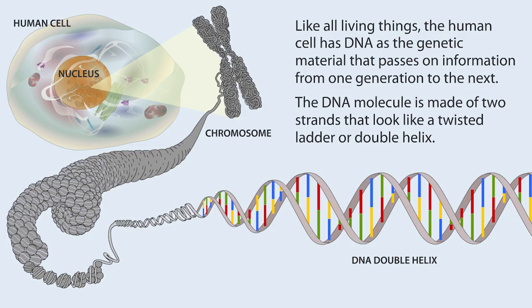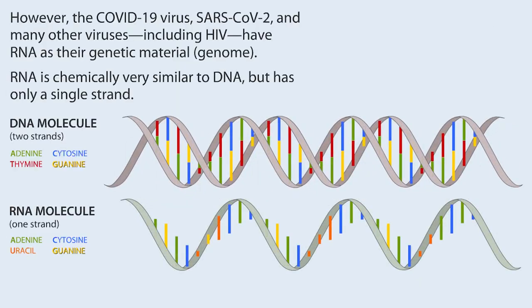Like all living things, the human cell has DNA as the genetic material that passes on information from one generation to the next. The DNA molecule is made up of two strands that look like a twisted ladder or double helix. However, the COVID-19 virus, SARS-CoV-2, and many other viruses, including HIV, have RNA as their genetic material, genome. RNA is chemically very similar to DNA, but has only a single strand.